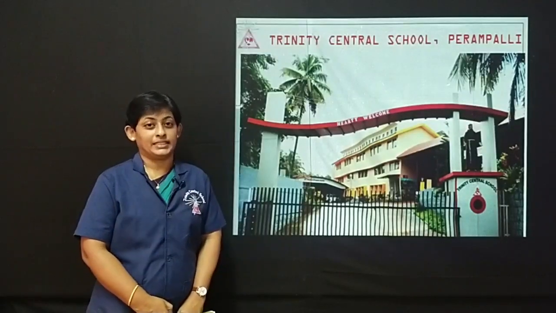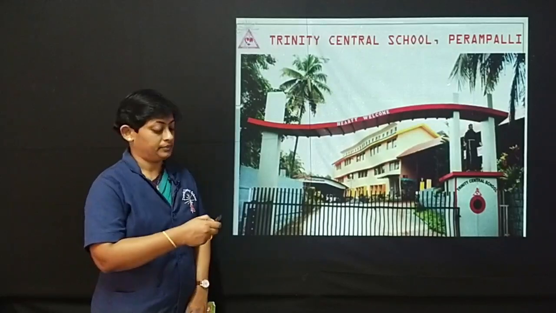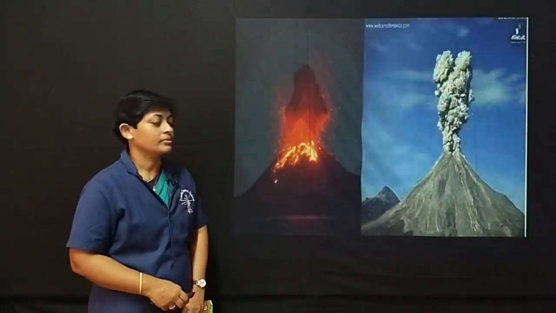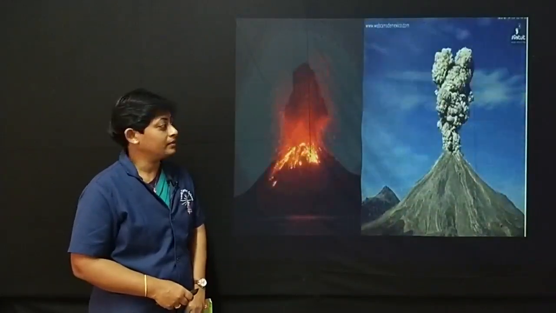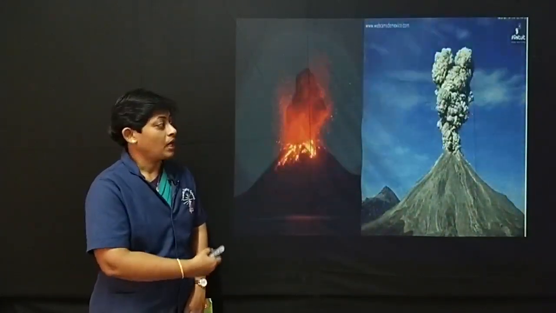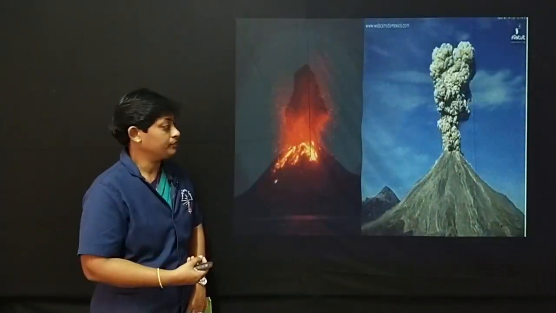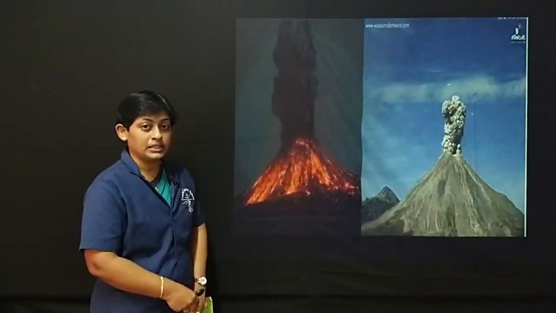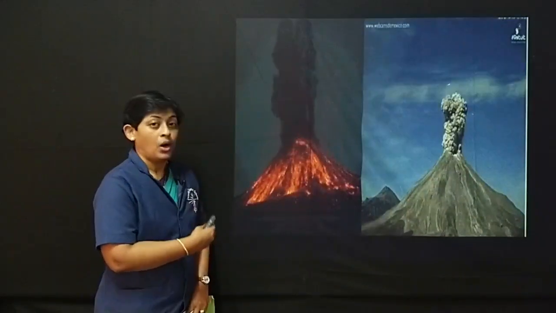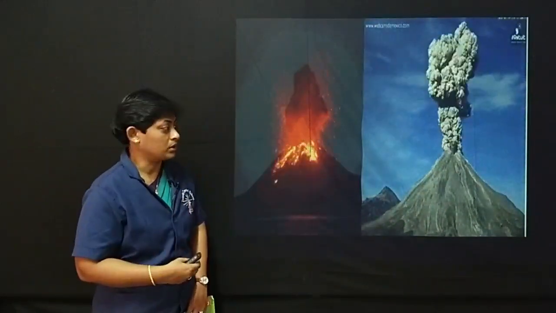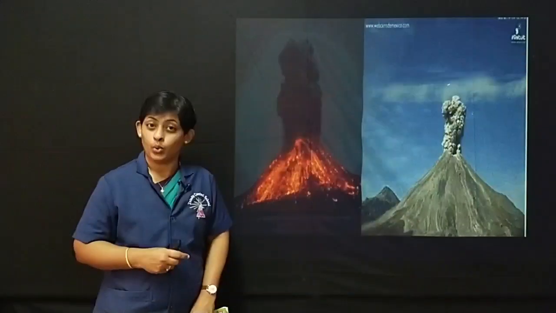Before we begin today's chapter, I want you to take a look at this image. What is this image about? What can you see? In one image you can see the smoke blowing out of a crater, and in the other image, that is on my right, you can see hot lava coming out. What is this all about? Yes, of course, it is a volcano.